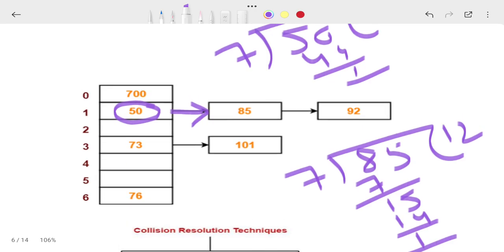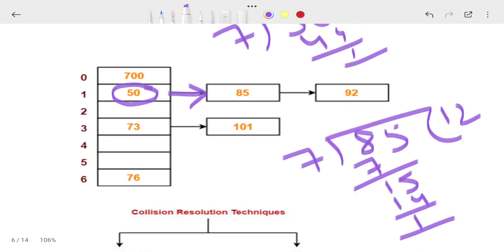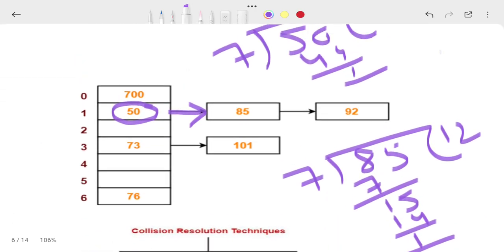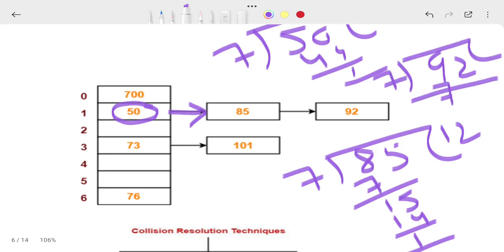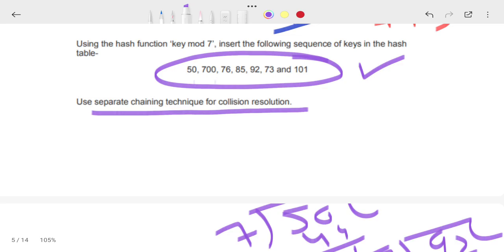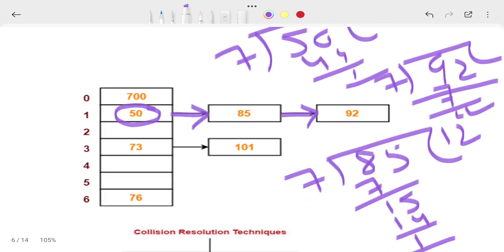This is the chaining method. Okay, now next 92. 92 divided by 7. You can see 7 1s are 7, 7 2s are 14, 7 3s are 21. So the remainder is again 1, and again you will place 92 here. Similarly you have to place the other remaining data one by one here: 50, 700, 76, 85, 92, 73 and 101. You have to divide, and whatever the remainder is, you place it there, and if there is already data, then you will create another node and shift the data there. This is the meaning of chaining.